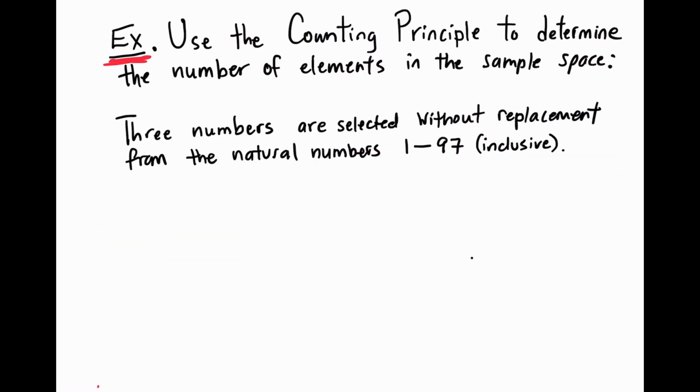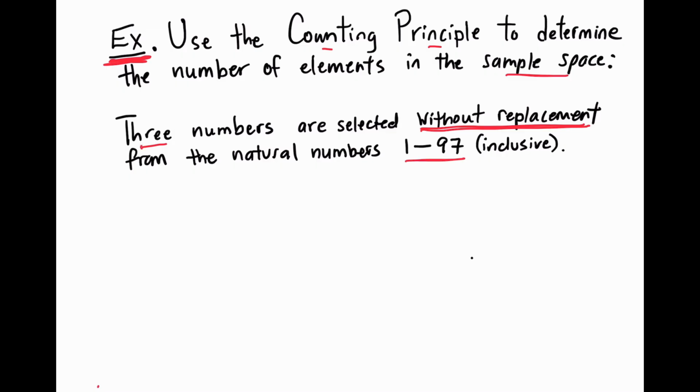So use the counting principle to determine the number of elements in the sample space. So 3 numbers are selected without replacement from the natural numbers 1 through 97 inclusive. So there are 97 numbers here. And without replacement means that once I draw a number, I don't put the number back before I draw the second number. So for example, after I draw one number, there are only 96 choices left. Okay, so let's use the counting principle here.